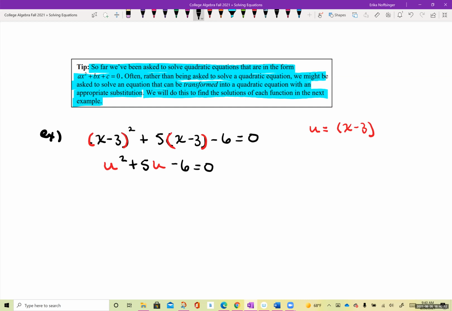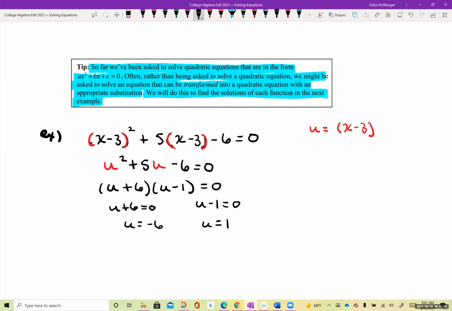So now we have a quadratic equation and it looks like it factors. I need two numbers that multiply to -6, but add to a positive 5. So 6 times -1 is -6, and 6 plus -1 is positive 5. So we can factor this as u plus 6 times u minus 1 equals 0. So solving this, u plus 6 equals 0 when u is -6. And u minus 1 equals 0 when u is 1.